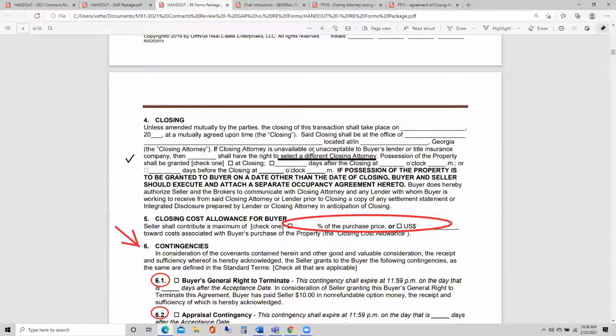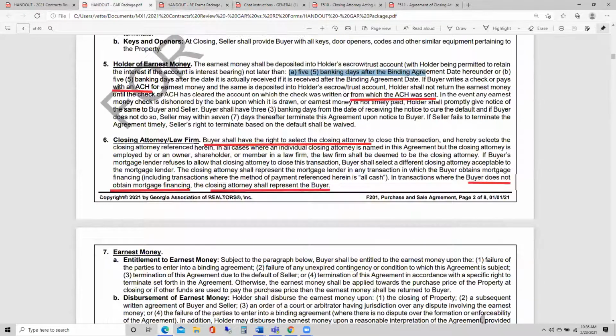If the closing attorney is unavailable or unacceptable to the buyer's lender, because the closing attorney represents the lender, then look here, fill in the blank. You negotiate. The buyer or the seller shall have the right to select a different closing attorney. Now, there's no verbiage in the RE forms about the attorney, quote unquote, representing one of the parties.